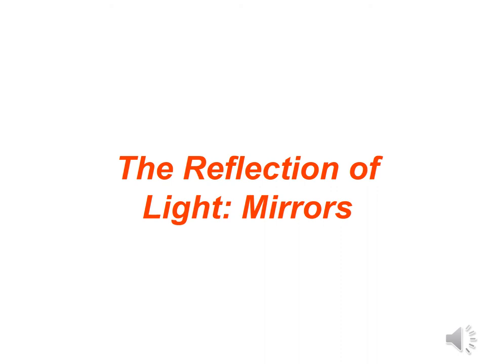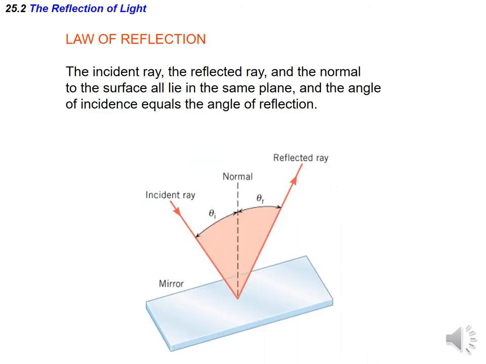The first topic is the reflection of light, in which the focus is plane mirror and spherical mirror. In the figure, it was shown that the incident ray, the reflected ray, and the normal to the surface all lie in the same plane, and the angle of incidence equals the angle of reflection. So meaning, if the angle of incidence is equal to 30 degrees, the angle of reflection is also 30 degrees.